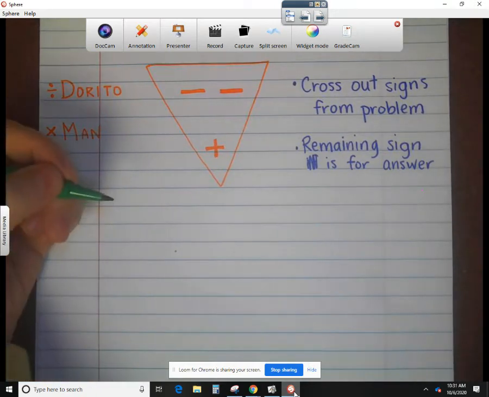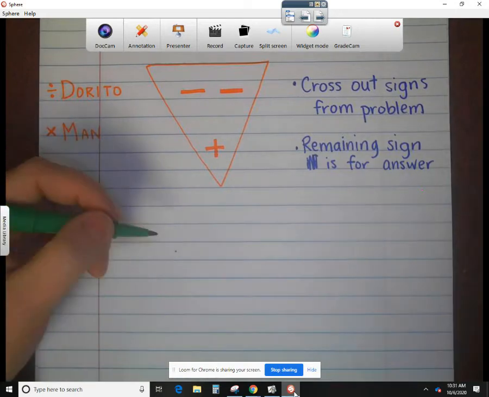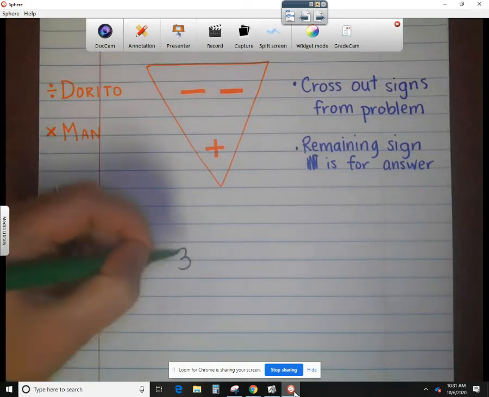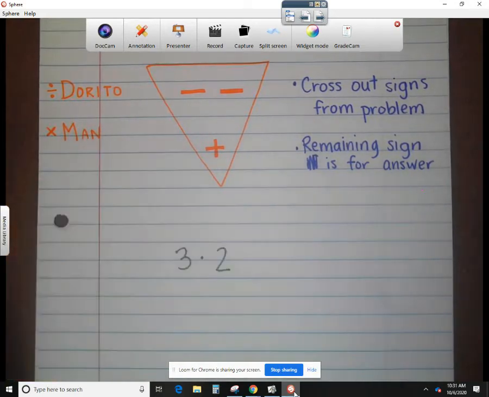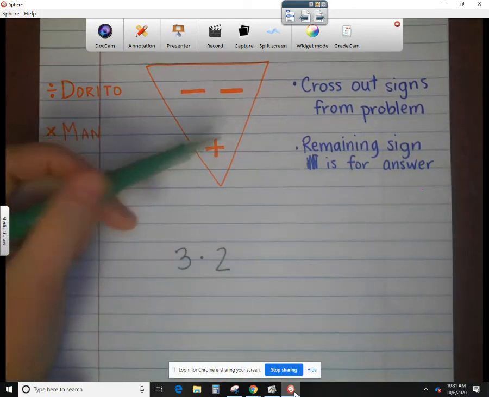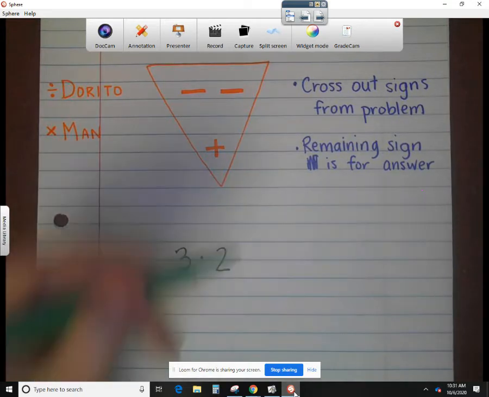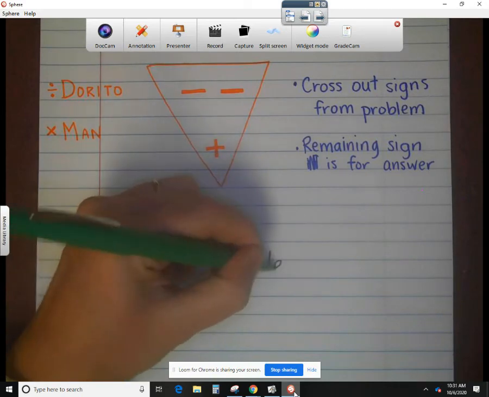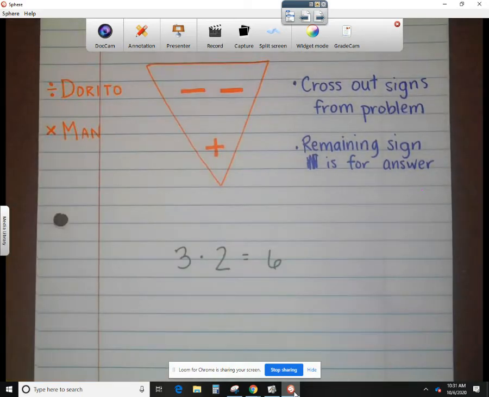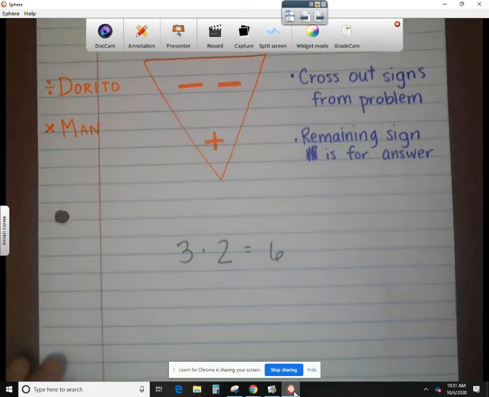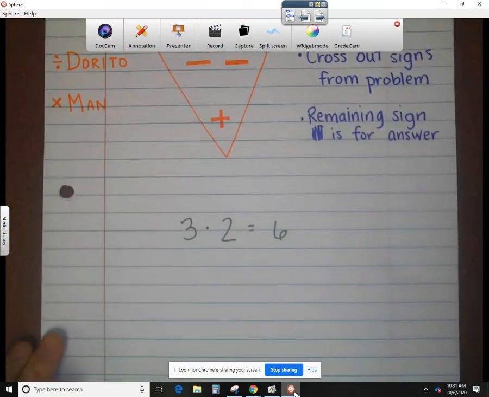The first practice problem that we're going to do is 3 times 2. Those are both positive. You're going to notice there's not two positives on here. Uh-oh. Do we really need Dorito Man for this one? We learned this in 3rd grade. So I'm showing you this to remind you, 3 times 2 is 6. You already knew that. You don't need Dorito Man for that one. Let's move on to one that you do need Dorito Man for.